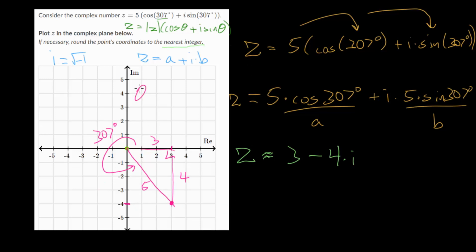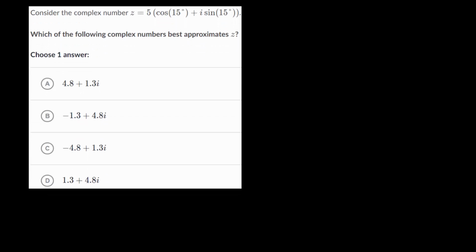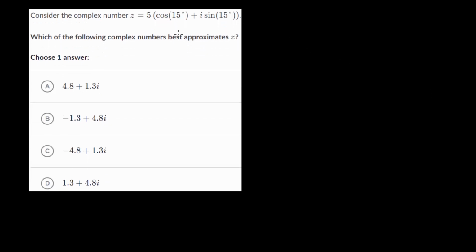Though if we wanted to, we can confirm the angle using the formula that theta is equal to the inverse tangent of the imaginary part divided by the real part. And if we put these numbers in, we will get roughly 307 degrees. Now let's look at one final example problem where, again, we're given this complex number in its polar form and we need to approximate it with its rectangular form.